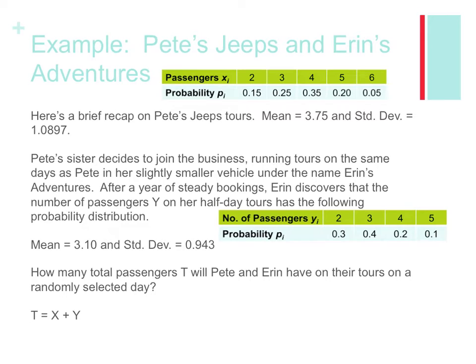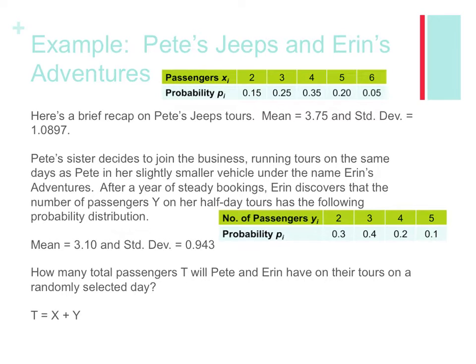Okay, so far we've looked at settings that involved a single random variable, but many times in statistics they require us to combine two or more random variables. So earlier, we've been examining Pete's Jeep Tours, right? We understand that we used X as a random variable to represent the number of passengers on a randomly selected half-day trip for Pete's Jeep Tours.